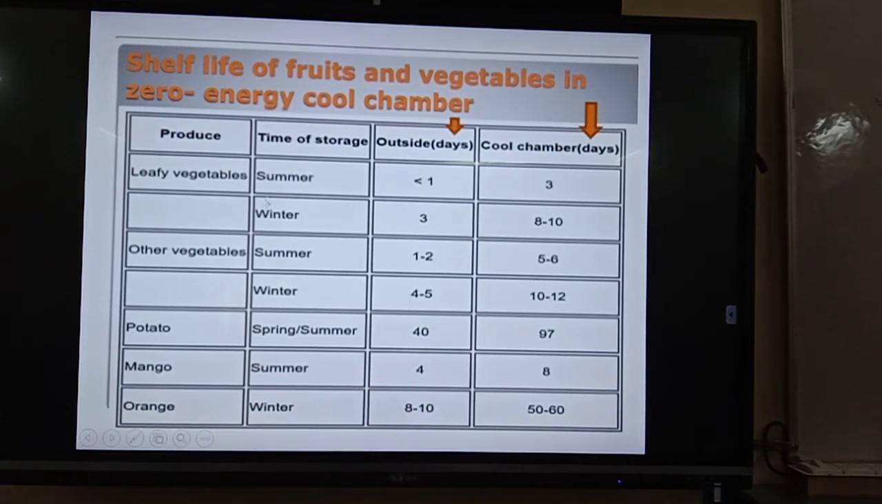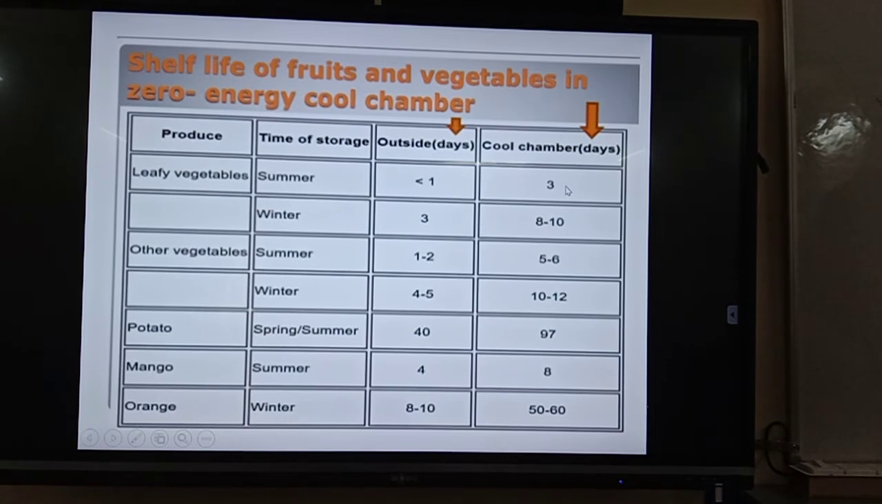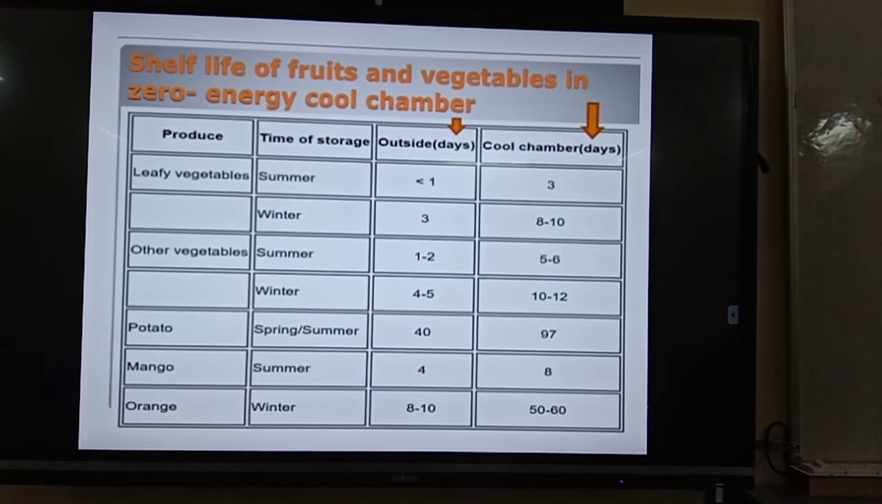Here you can see that if we are storing leafy vegetables in summer season, then outside we can only store them for 12 to 24 hours. But in the case of this cool chamber we are able to store them for 3 days. Similarly, in winters we can store leafy vegetables outside for 3 days, but in this chamber we can store them up to 10 days. The orange outside we can store up to 10 days, but in this chamber we can store it up to 2 months, meaning 50 to 60 days. So you can see the utility of this type of chamber.